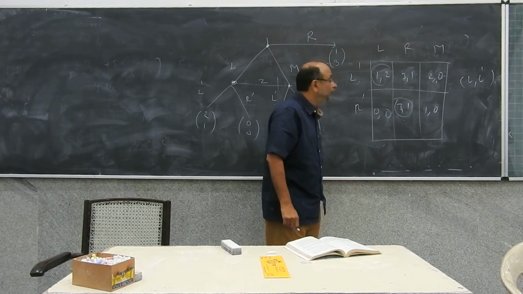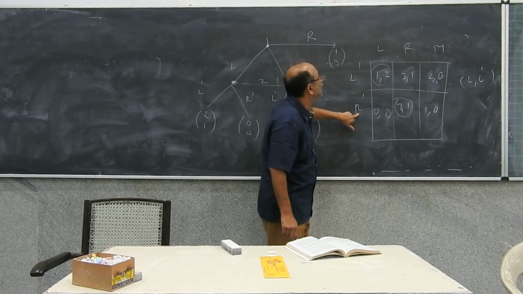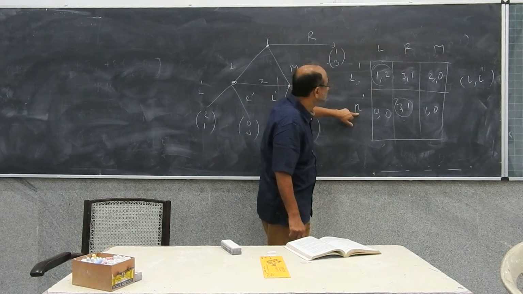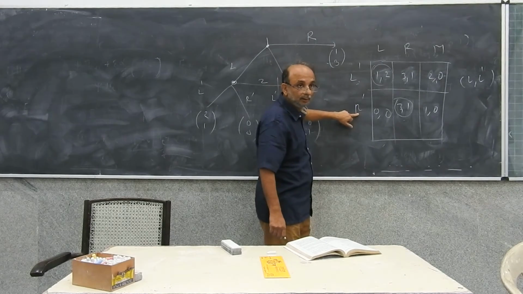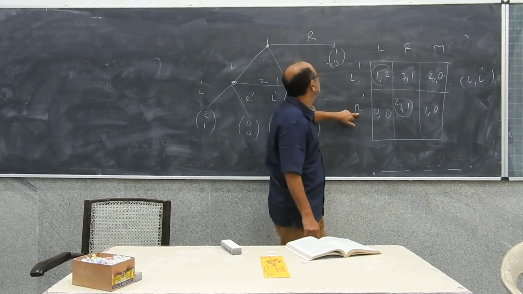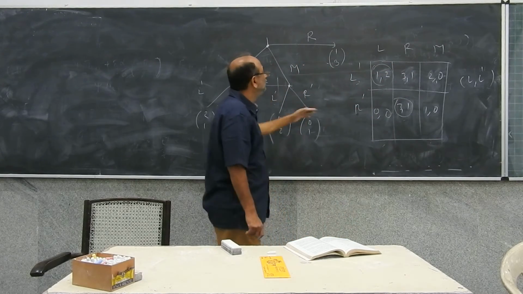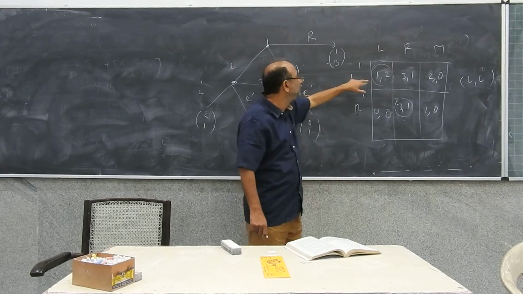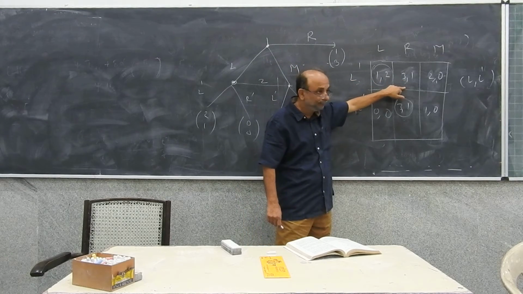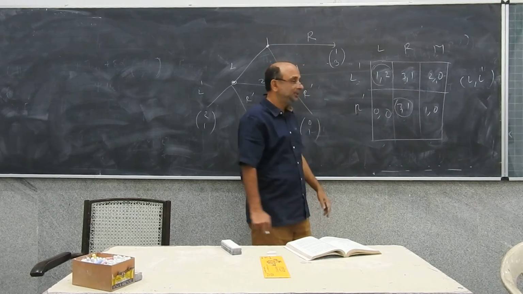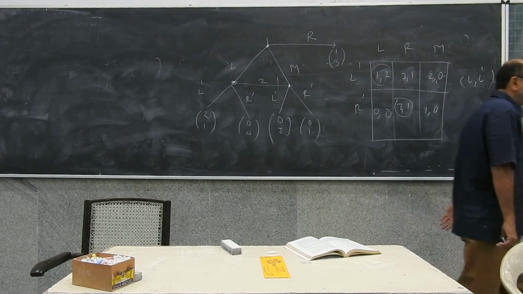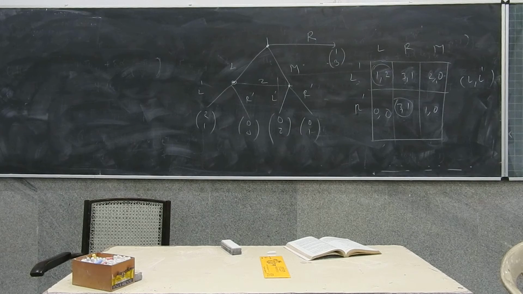Yeah? Because as long as player 2 is playing R dash, does player 1 have an incentive to play L or M? No. As long as player 1 is playing R, does player 2 have an incentive to deviate from R dash? No, because the payoff remains the same. Right? Which means that there are two Nash equilibria, L dash and R dash. So what is the L dash equilibrium? Player 1 plays L and player 2 plays L dash.